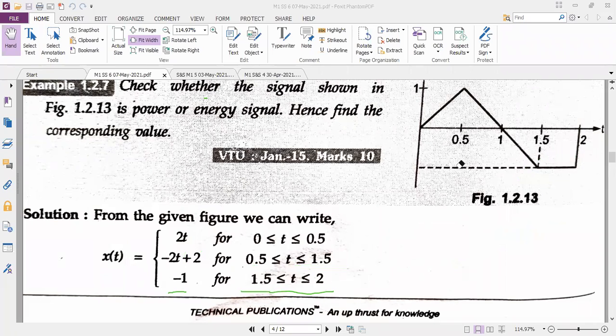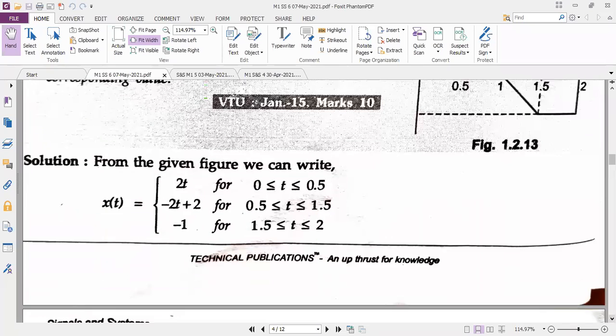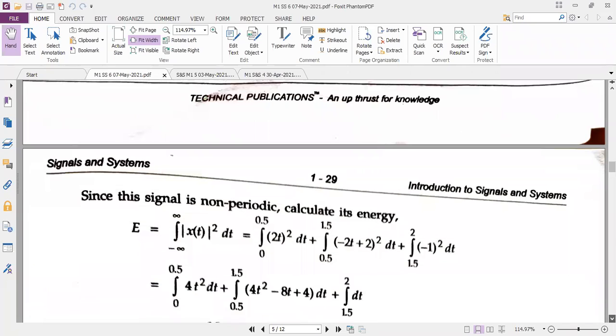So now let me check whether it is an energy or power signal. Seeing the diagram only, can we say it is an energy signal? Why? Can anybody tell me? Can I say the given signal is an energy signal? Non-periodic. Very good, it is non-periodic.